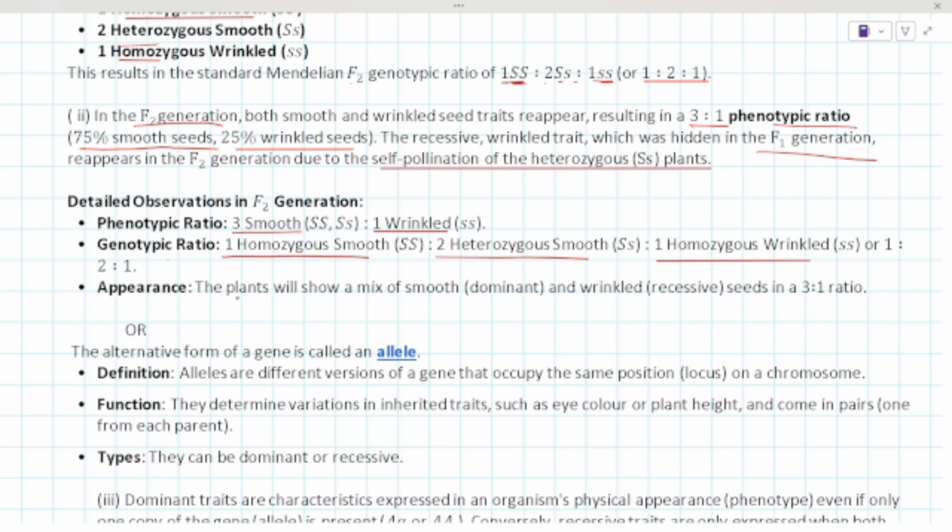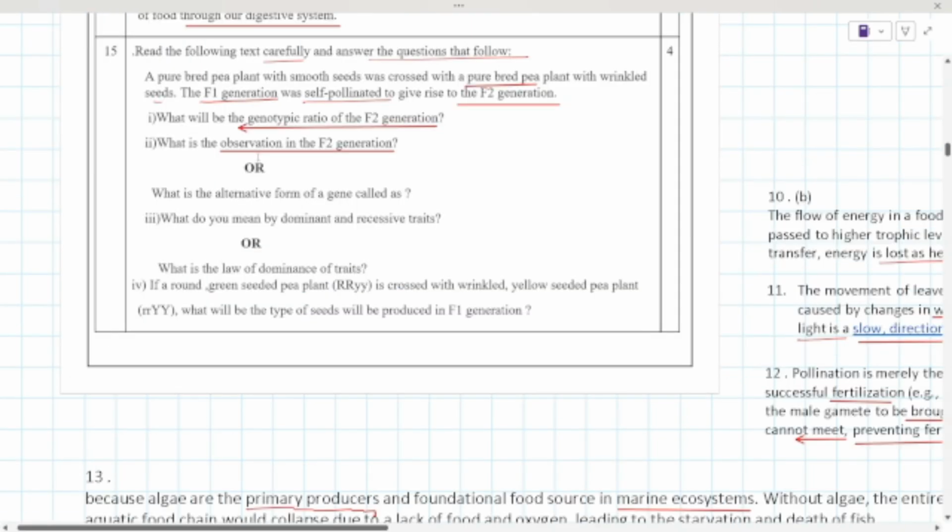Now the appearance will be that the plant will show a mix of smooth and wrinkled, that is, they appear in a 3:1 ratio. Is it clear or any doubt?